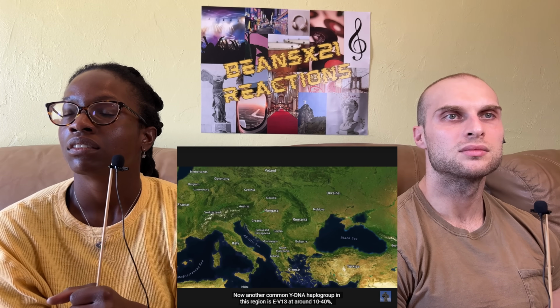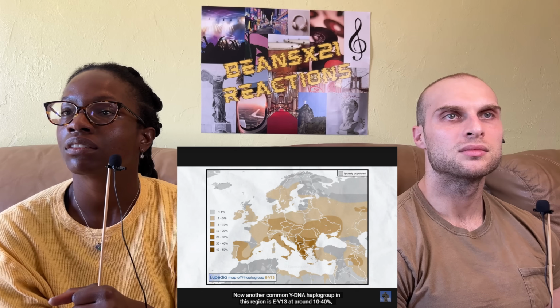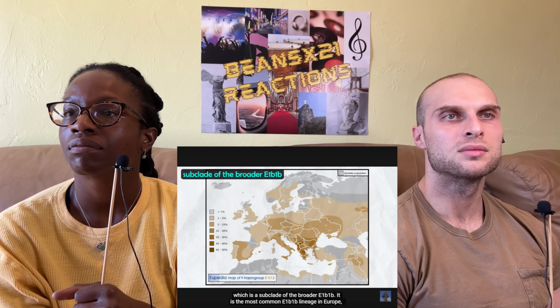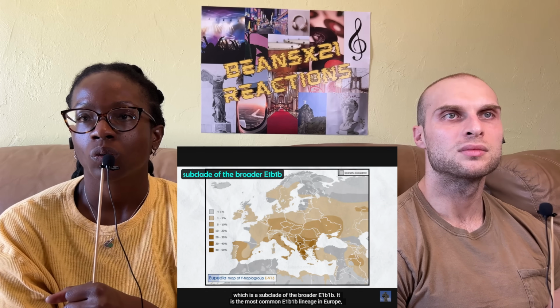Now, another common Y-DNA haplogroup in this region is E-V13 at around 10 to 40%, which is a subclade of the broader E1b1b.